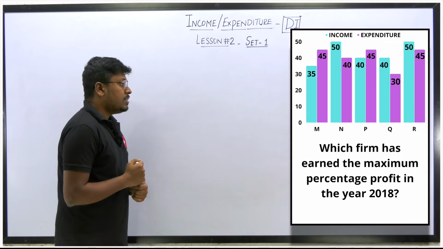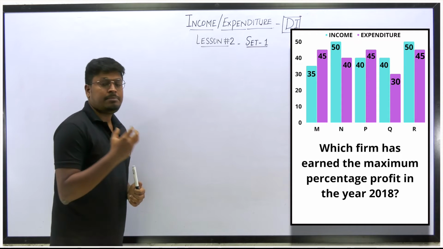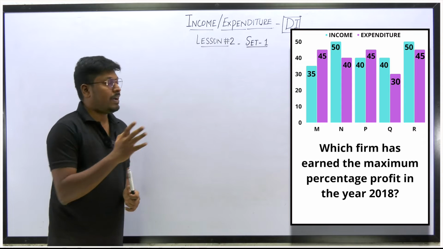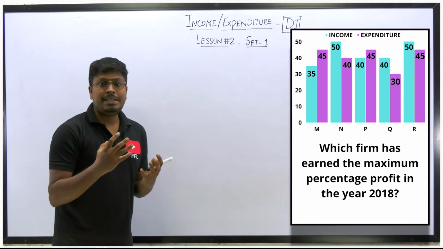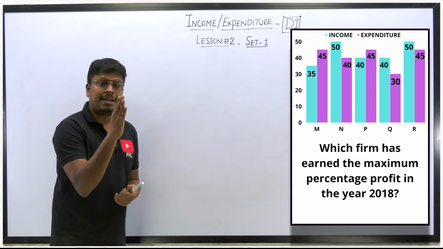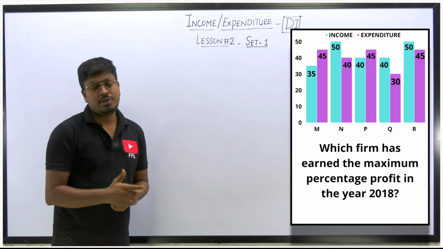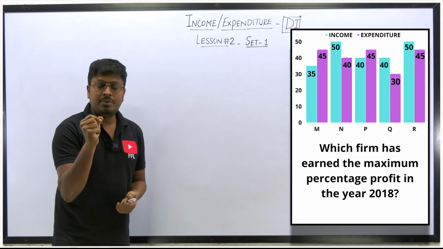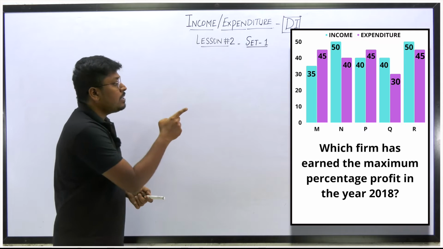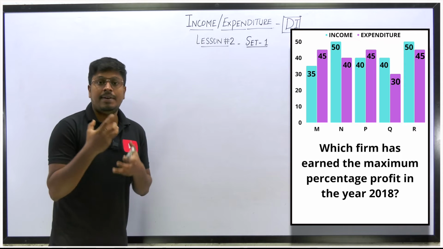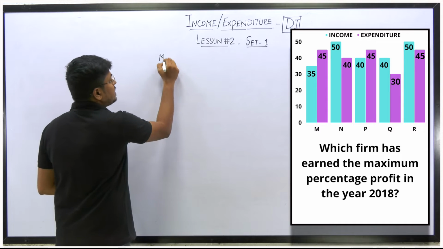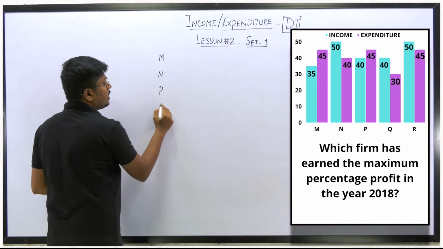Question number 3. Which company has earned a maximum profit percentage in the year 2018? Our target is to find, out of these 5 companies, which company earned the maximum profit percentage. What is the formula for profit percentage? Income minus expenditure divided by expenditure into 100. If we are getting a positive value, then it is called a profit. If we are getting a negative value, then it is called a loss. But here, according to the question, our target is to find which company is getting a maximum profit percentage. Got it? So how many companies are there? Totally 5 companies: M, N, P, Q, R.